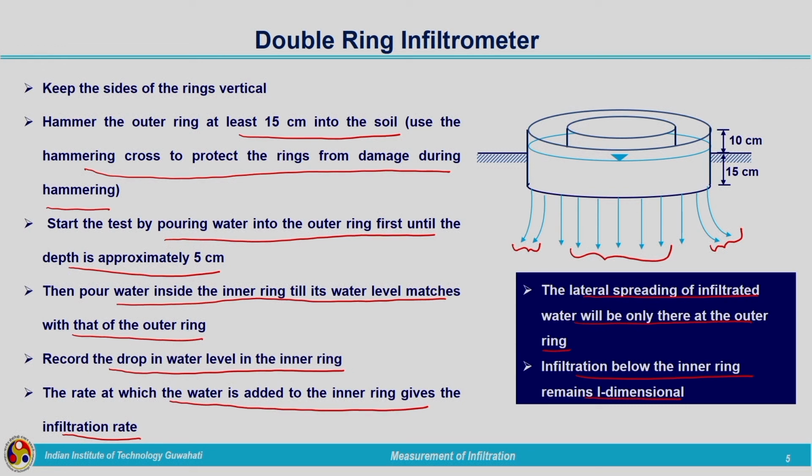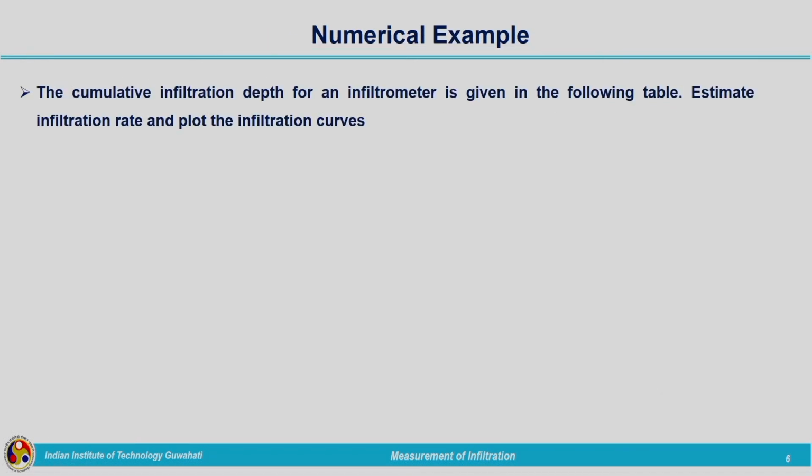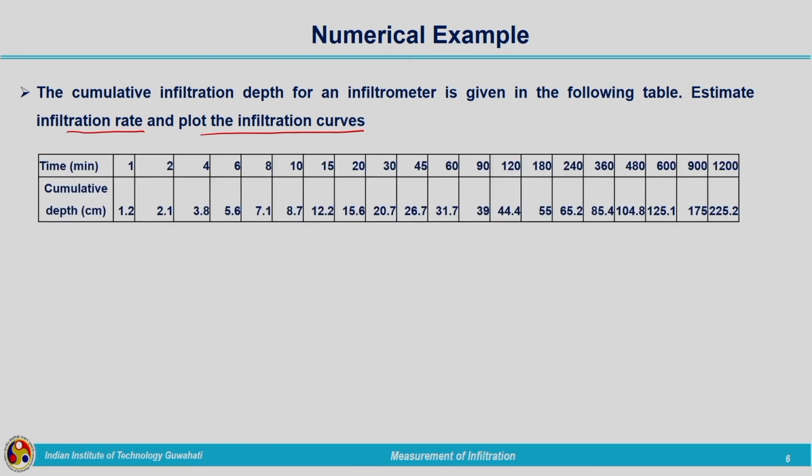Now, for understanding how the infiltration curve will look, we can solve a numerical example. First, let me read out the question. The cumulative infiltration depth for an infiltrometer is given in the following table. Estimate infiltration rate and plot infiltration curves. This is a very simple example from the infiltrometer. What are the observations given to us? We just have to calculate the infiltration rate and also plot the curves. This is the table corresponding to the infiltrometer data.